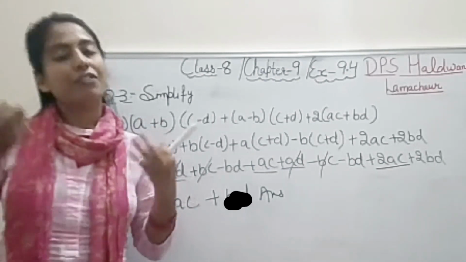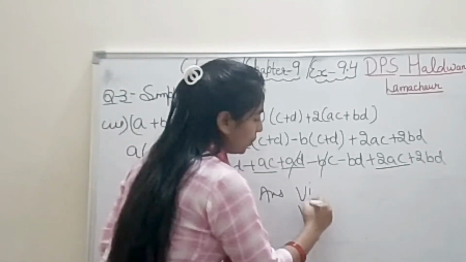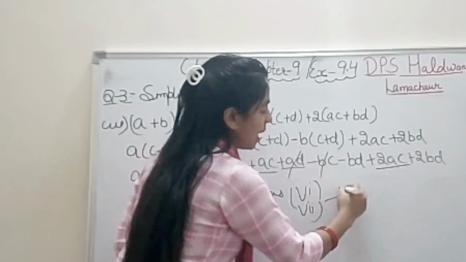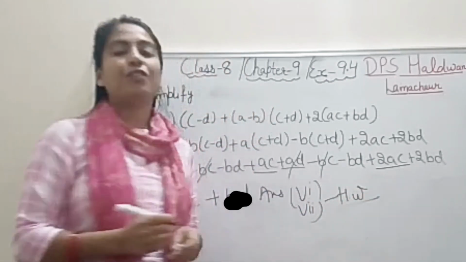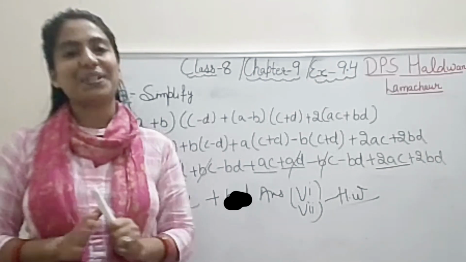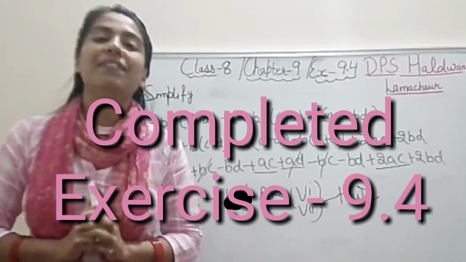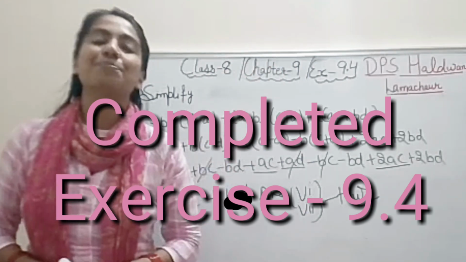Practice by yourself 2 or 3 more questions, that is the 6th, 7th, 8th part. Your choice student. So these two parts are homework for you, for better understanding of this concept. This is a very simple concept, right? So student, with this question, we have ended our exercise 9.4.